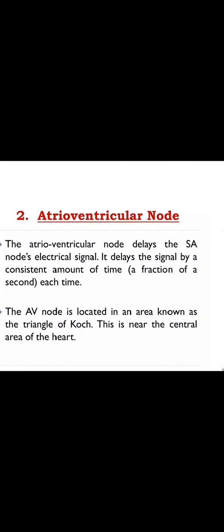The next node is the atrioventricular node. First we discussed the sinoatrial node. Next we are going to discuss the atrioventricular node, which is the next part of the conduction system. The atrioventricular node delays the SA node's electrical signal. It delays the signal by a consistent amount of time, a fraction of a second each time. The AV node is located in an area known as the triangle of Koch. This is near the central area of the heart.